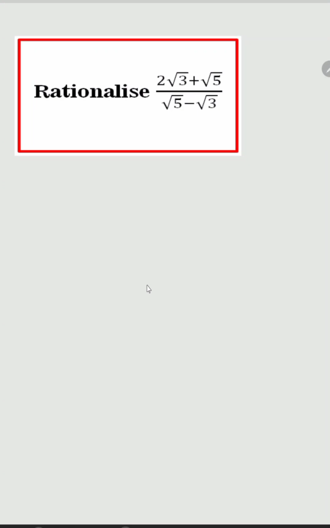Hi viewers, in today's lesson we are to rationalize this expression. It's a surd, and this type of surd is a fraction, that it has a numerator and a denominator. Then how do we rationalize this? Let's copy the question down and let's see how we're going to do that.